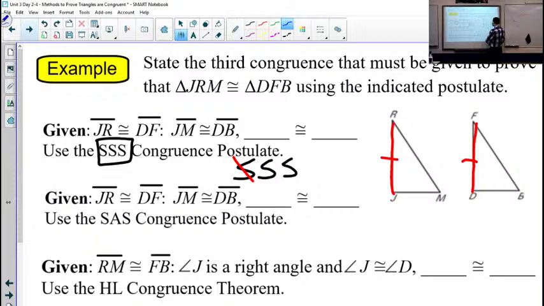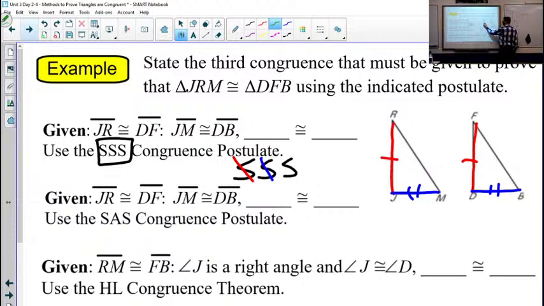Then I have J to M and D to B. J to M, congruent to D to B. There's another pair of sides. So in order to get side, side, side, well, I have side and I have side, so now I just need another side. So I need to write out what that third side would be.